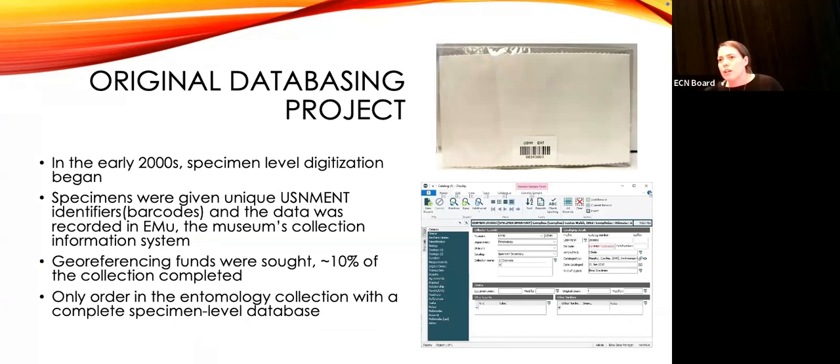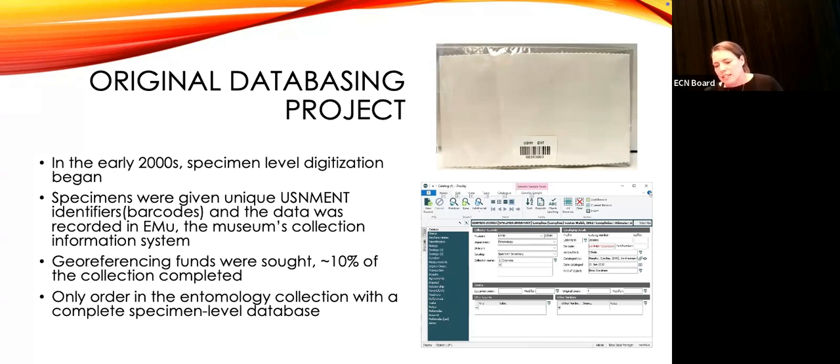So one of the cool things about the Odonata collection is that it was one of our first specimen level digitization projects. This was kind of a labor of love. It took a lot of people to even get this project started. When they did the original databasing, we used USNM barcodes. As you can see in the picture, these are kind of like a flat barcode. Now we still use the same numbering scheme, but we use a 2D barcode.